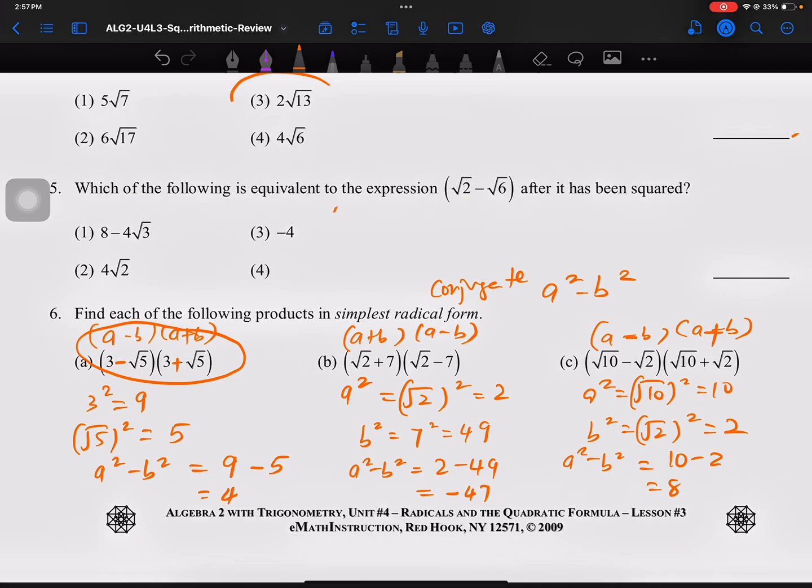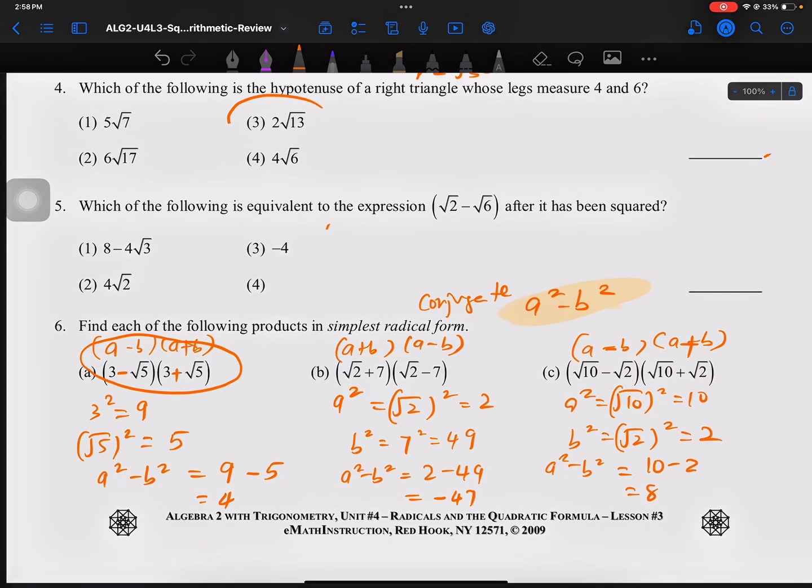So for conjugates, the middle terms always cancel. The answer must be this. This is our standard form that we need to memorize. Like our conjugate part, the form must be like this: a minus b times a plus b is equal to a squared minus b squared. Okay, let us move on.